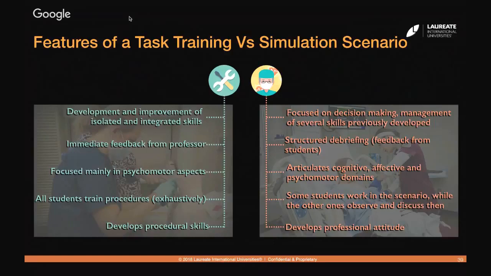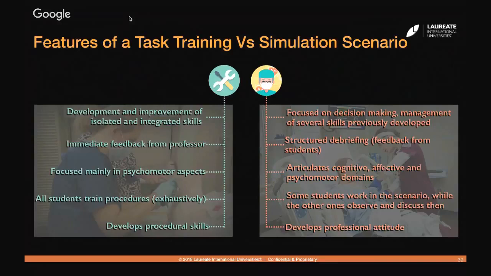The other difference is about how students get feedback during those practices. As we are going to see in more detail in some slides ahead, during a test training session, the feedback comes not only from the simulators, but also immediately from the professor. While in a simulation scenario, the feedback comes from the scenario and from the other students during the debriefing session, which is facilitated by the professor.